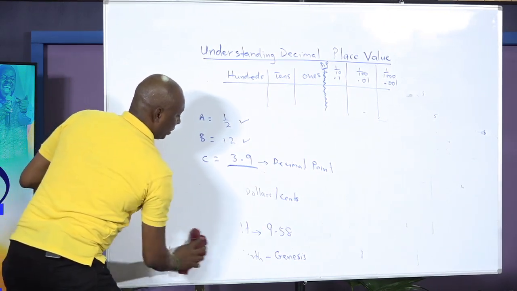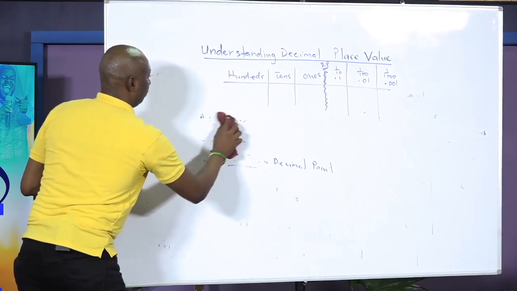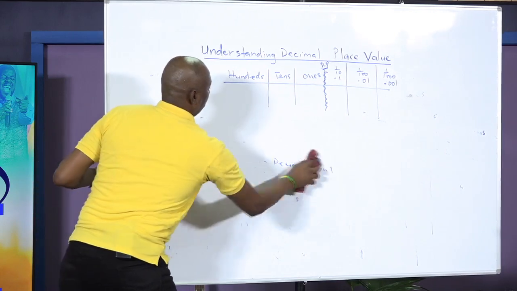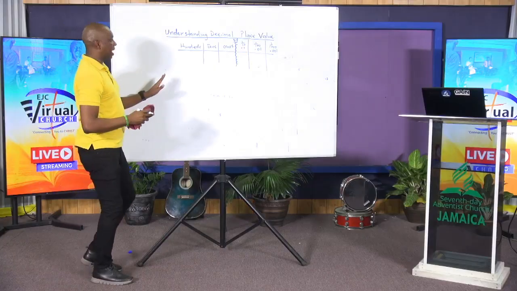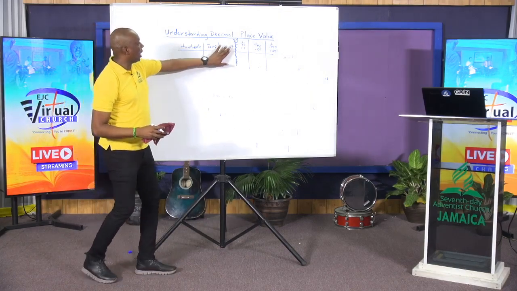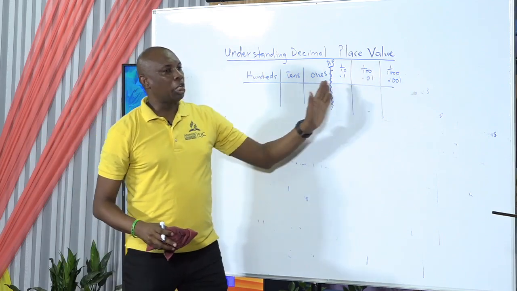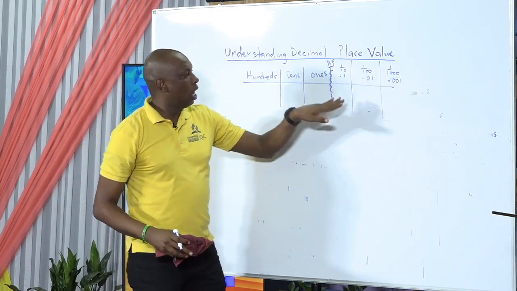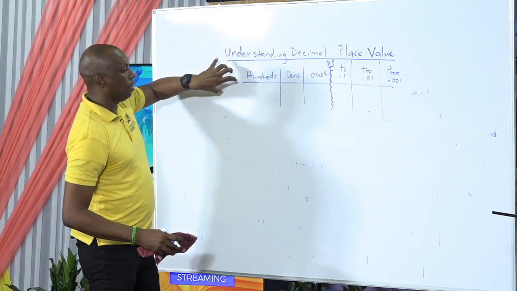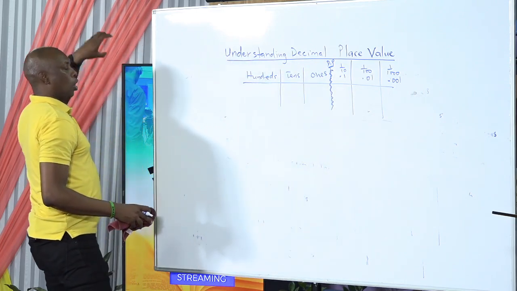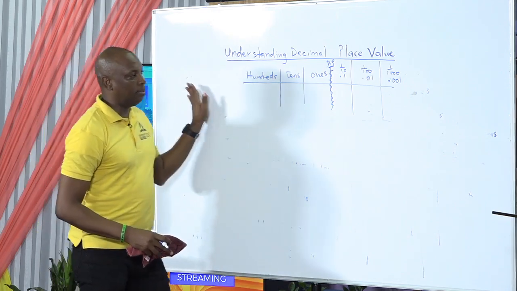Now, I hope and trust that you would have gained some understanding from that as it relates to understanding decimal place value. So our decimal place value lies right after our ones. It goes all the way, as I said, it continues on and on, just as how forever and ever and ever, and just as how our whole numbers continue from hundreds to 10,000, 100,000. It's the same thing that goes down.